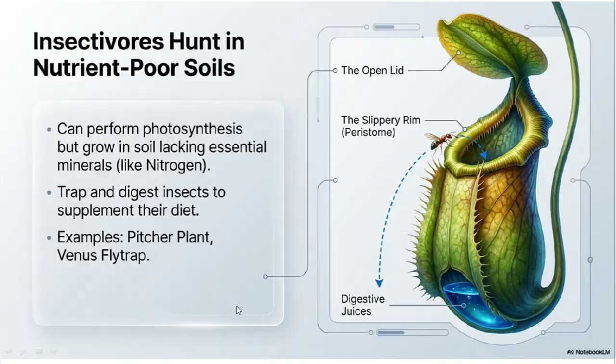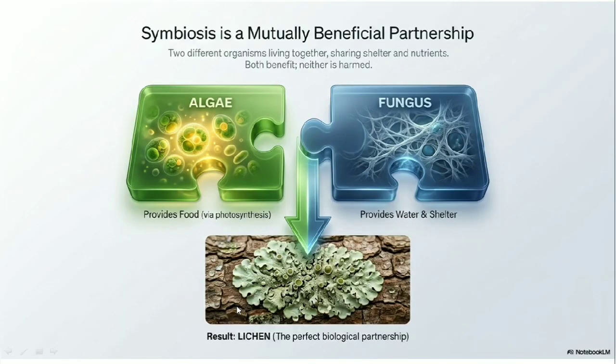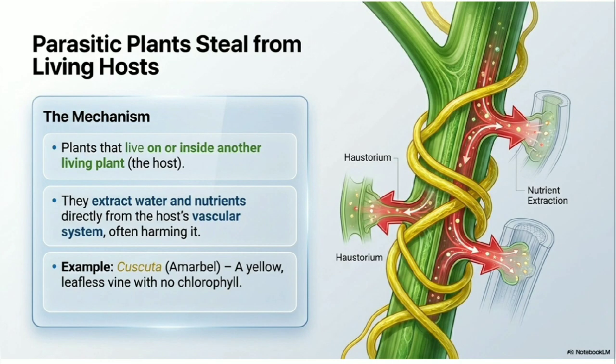Next one is symbiosis, a mutually beneficial partnership. What does symbiosis mean? Mutual understanding. With mutual understanding, they grow in the environment. Two different organisms live together, sharing the same shelter and nutrients. Both get benefit, and neither is harmed. Here, in parasitism, we can see it is harming the host. This yellow part is a host, so it is harming it.